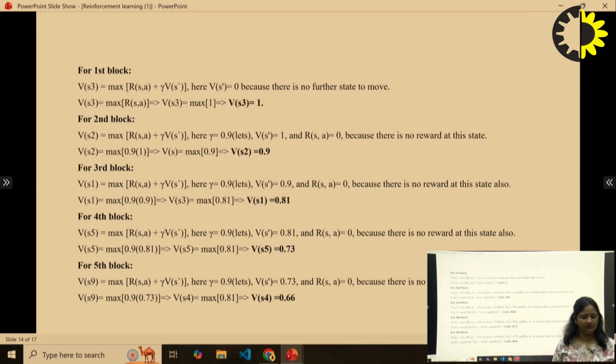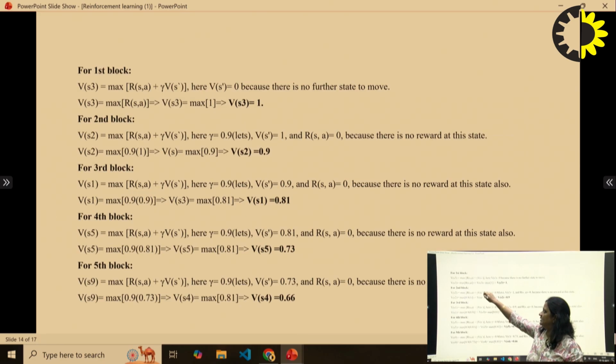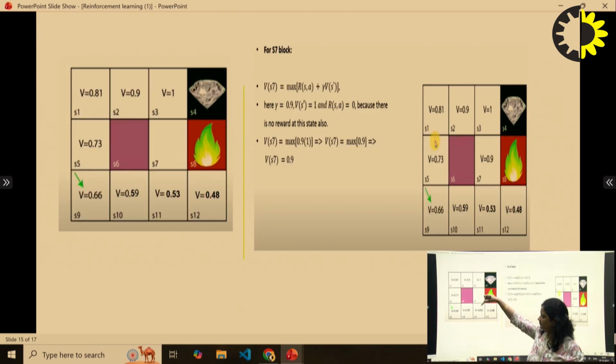How do we calculate the value of S7? Either we take the value of the previous cell, 0.53, or 1. But what is the maximum of these two values? It is 1. By taking this previous value, we calculate the value of S7. This would be 0.9. Now using the previous value of 0.9, we calculate.